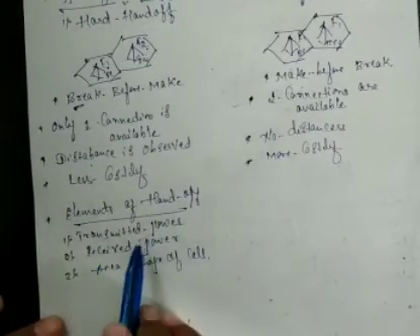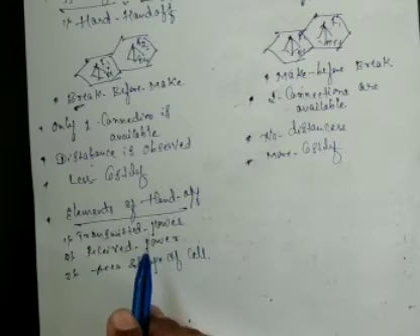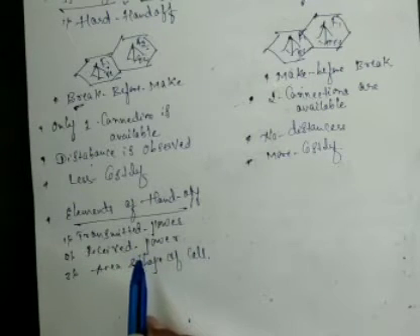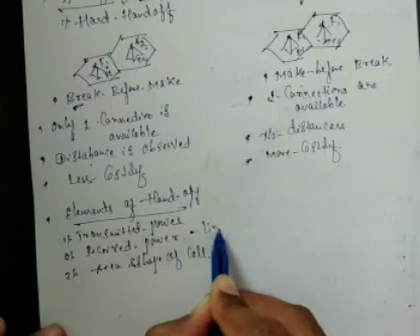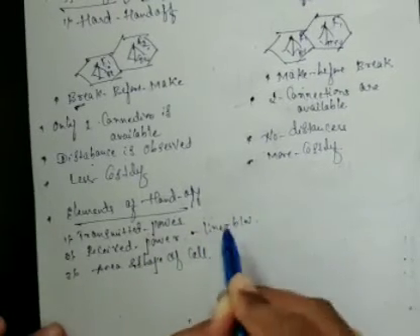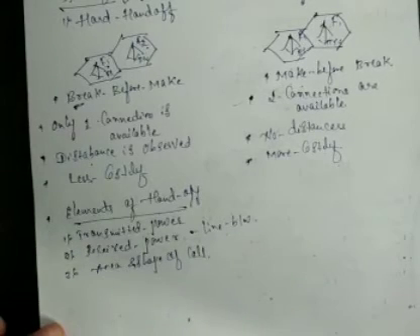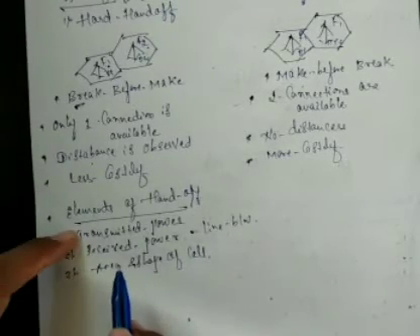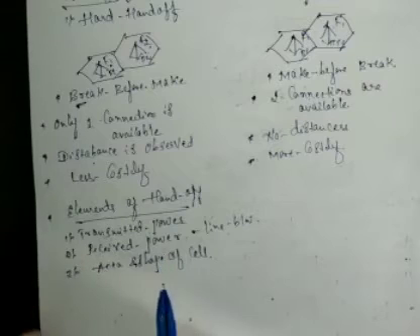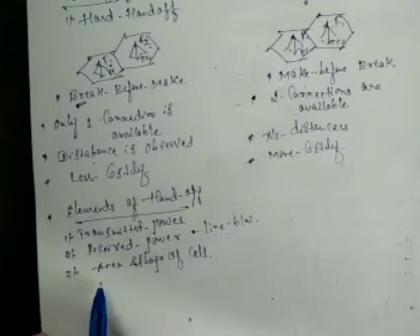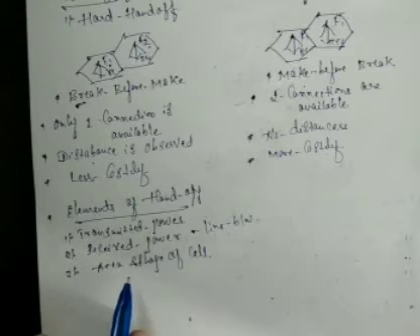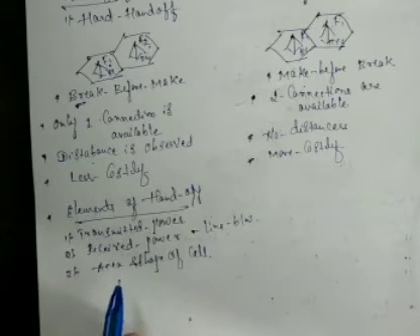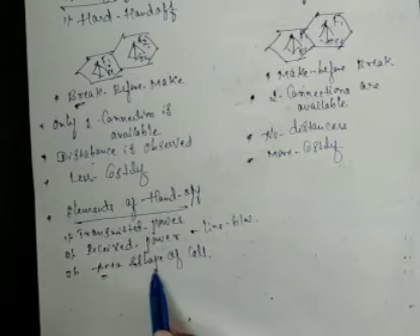One is transmitted power. It mainly depends on the transmitted power of the base station. It also depends on the received power, and there must be a clear line of sight between the transmitter and receiver. It does not depend only on the transmitted and received power, but also on the area and shape of the cell: how much area it is going to cover, the particular coverage region.